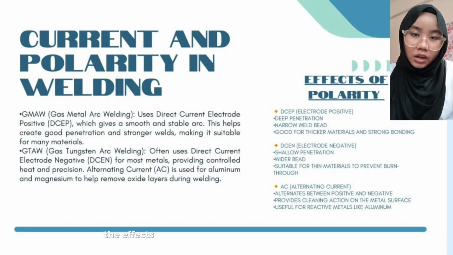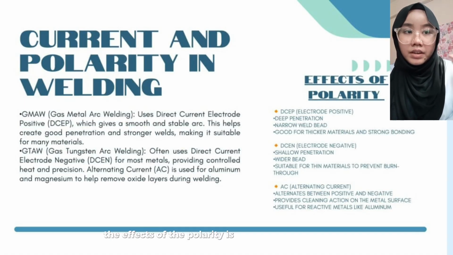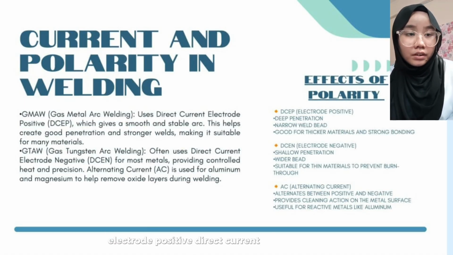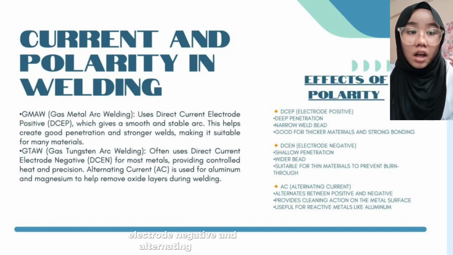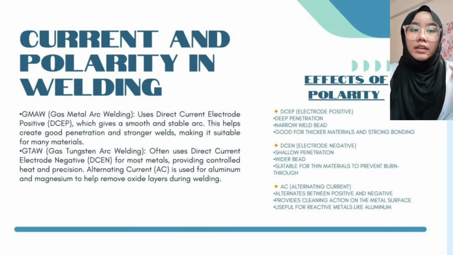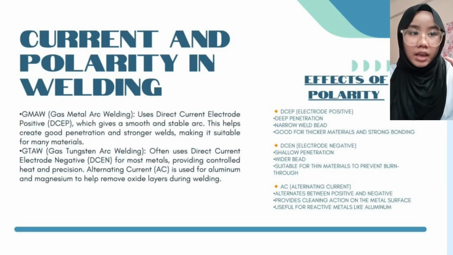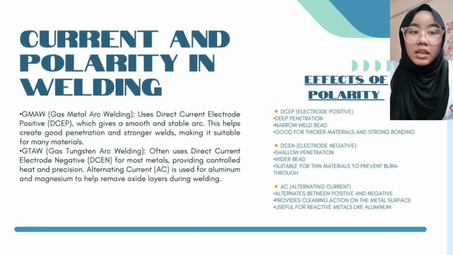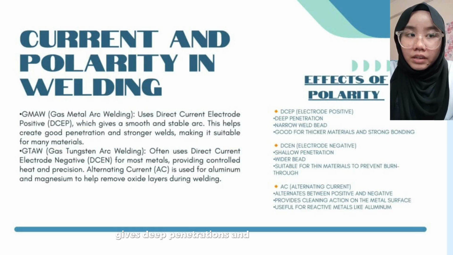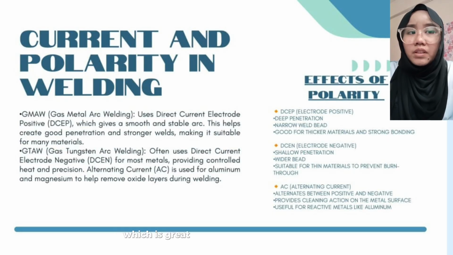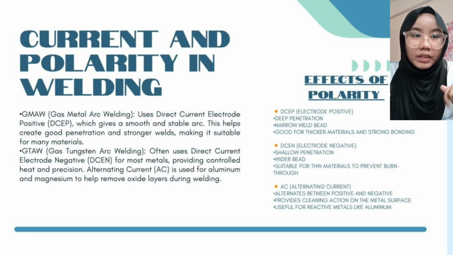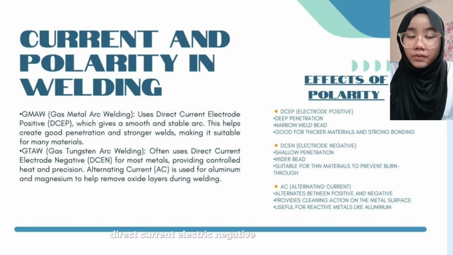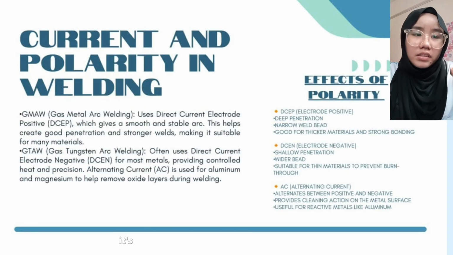The effects of the polarity: direct current electrode positive, direct current electrode negative, and alternating current. Direct current electrode positive gives deep penetration and creates a narrow bead, which is great for thicker materials. Direct current electrode negative results in shallow penetration and a wider bead, making it better for thin materials.